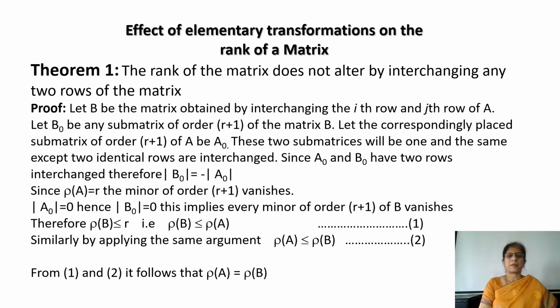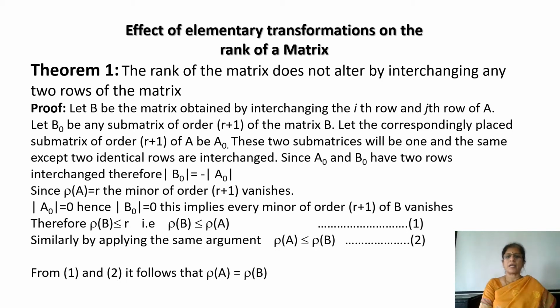Let capital B be the matrix obtained by interchanging the ith row and jth row of the given matrix A. Let B naught be any submatrix of order R plus 1 of the matrix B, and its correspondingly placed submatrix of order R plus 1 of A be A naught. These two submatrices will be one and the same, except the two identical rows are interchanged. That is, ith row is interchanged with jth row in B naught.